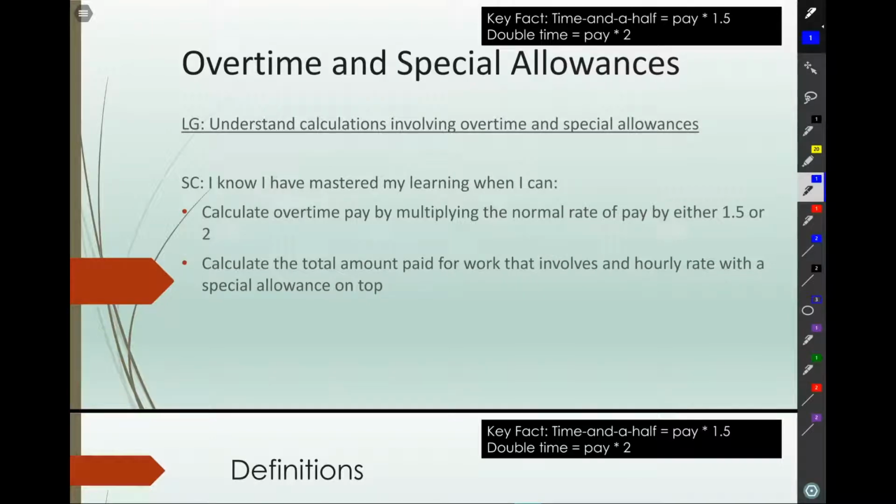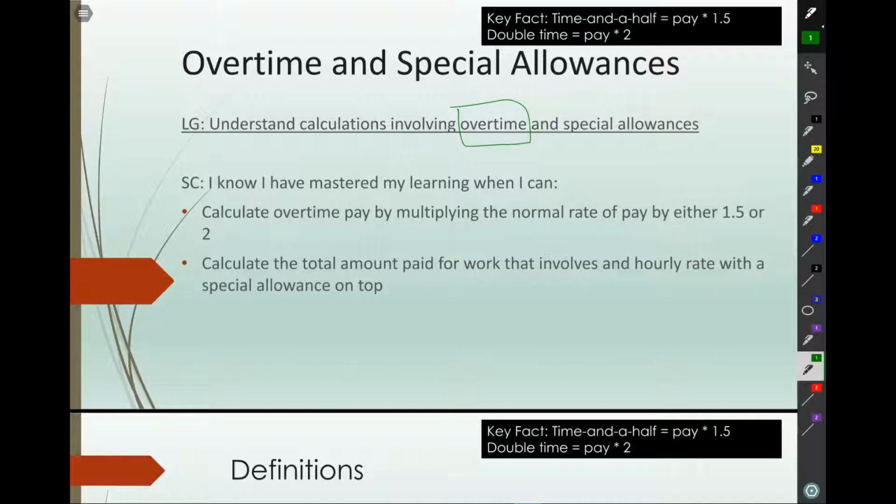Hello everyone, Mr. Stevens here with another video in our earning money unit. This time we're looking at overtime and special allowances. The main thing we're going to be focusing on here though is overtime. But by the time we're done here, you should be able to calculate overtime pay.